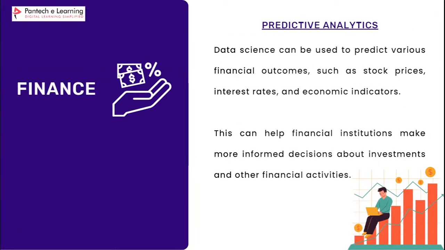Finance is also the same. Data science can be used to predict various financial outcomes such as stock prices, interest rates, and also economic indicators. This can help financial institutions make more informed decisions about investment and other financial activities. For example, trading is the best example for this. Based on the trade market, we give a prediction of whether the stock market will increase or decrease, and the trading will work on that. So in finance, data plays a vital role in this place.